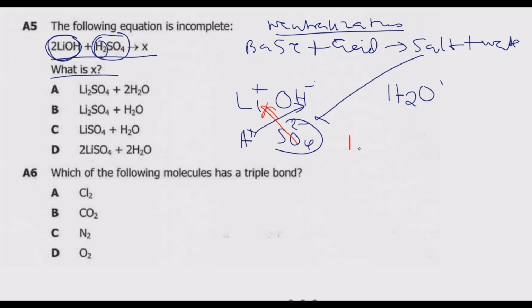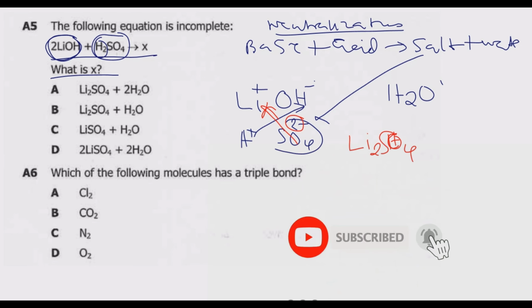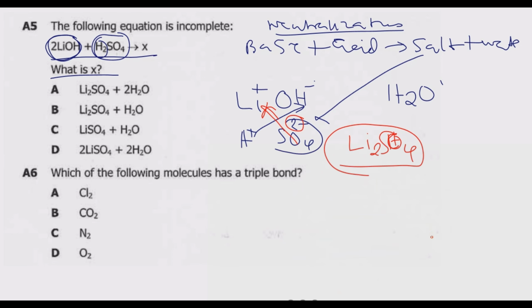So that salt will be lithium 2 because of this. So we need to look for lithium 2, which is lithium sulfate. So what you notice here, C and D are out. Then we need to choose between A and B. What the answer will be depends on when we balance the equation.